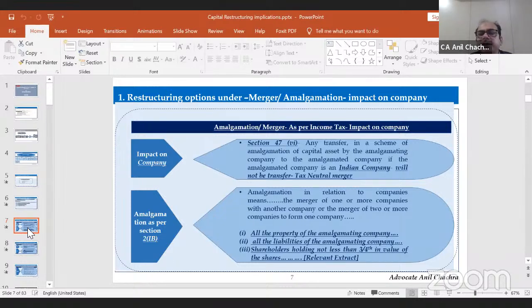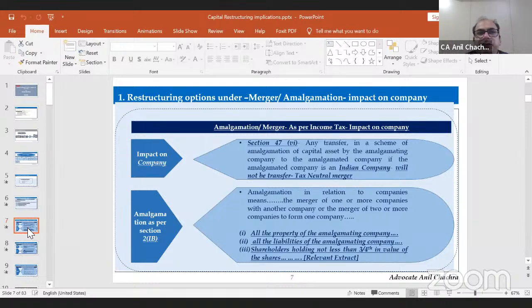So firstly, we will be discussing the company side. Amalgamation has been defined under Section 2 clause 1B, right? Amalgamation means, so we will just touch upon the relevant portion of all the relevant definitions which will impact the capital restructuring side, right? We will not discuss the carry forward of losses or the industrial undertaking definition or the block of assets or the depreciation part. We will just touch upon the relevant part which will impact the capital restructuring side, right?